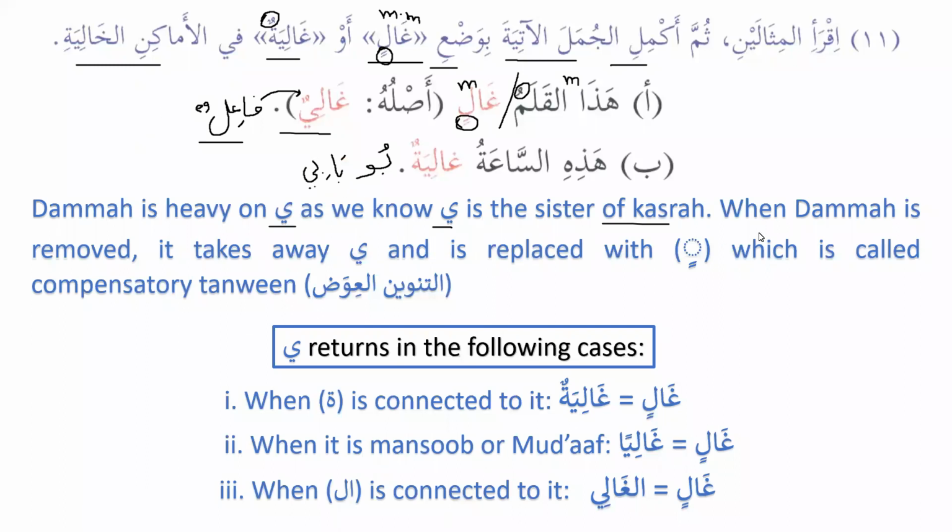So what happens? We have to remove dhamma. When dhamma is removed, it takes away ya. So two changes will take place. Dhamma is removed because it's heavy on ya, and ya is removed. Why is ya removed? Let's see over here. It is replaced with kasratan. So basically, ya has been replaced with kasratan, which is called compensatory tanween, or in Arabic al-tanweenu al-iwadu. So basically, ghaliyun has changed into ghalin.